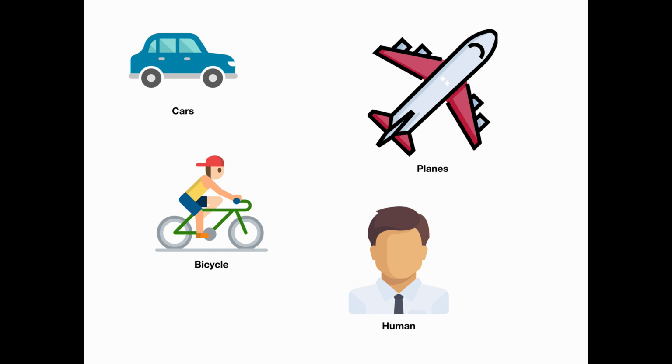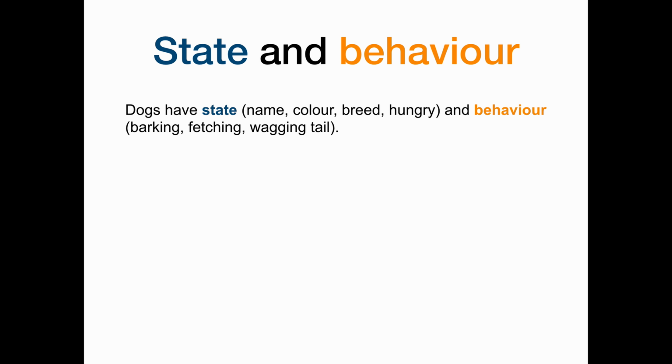Now, if we go further to check the state and behaviors of some objects, a dog has a state of name, color, breed, and we can call behaviors such as barking, fetching, or waggling its tail. So, think of any object and what the state and behavior is. So, state is more like its characteristic, and the behavior is like what action it can perform.